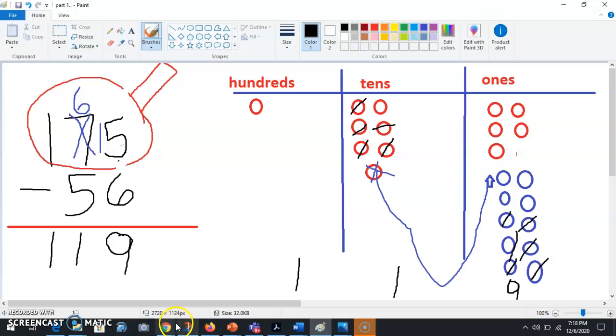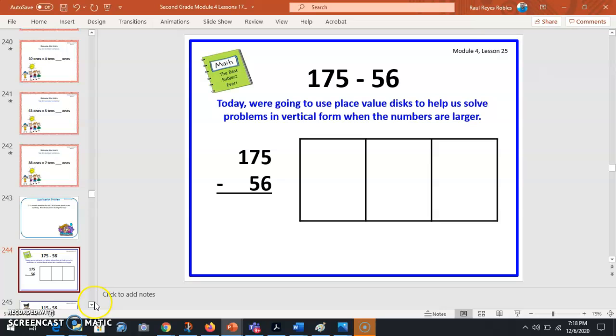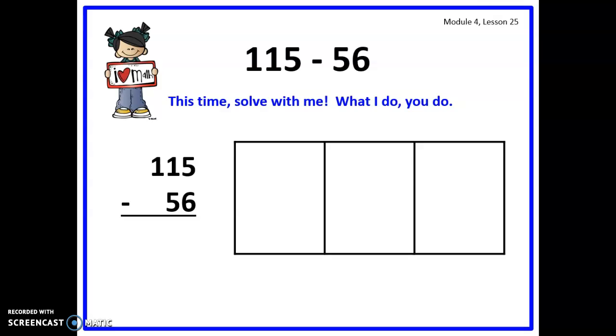Ready for the next problem that we're going to be working out, boys and girls? Here I go. The next problem that we're working out is 115 minus 56. I'm going to give about 15 seconds to copy that problem down. This time you're going to solve it with me. What I do, you do. You guys are going to have to do it just the same as the first one. Write it down. 115 minus 56. 30 seconds to write it down.